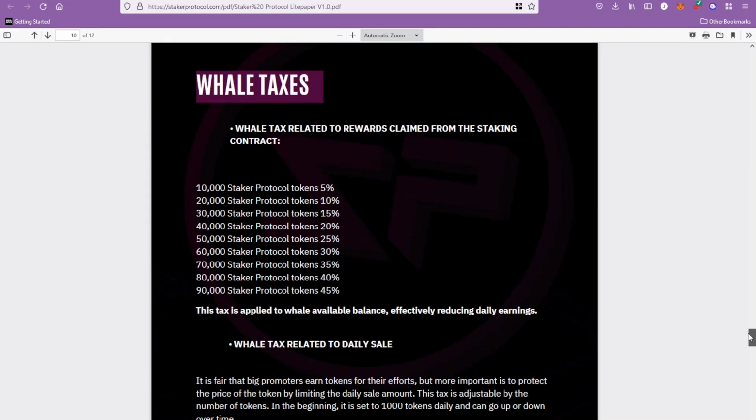So here we go, the whale taxes, that's what I was talking about before. Depending on how many Staker Protocol tokens you own, if you start holding more than 10,000, you're going to have an extra 5% tax added on, over 20,000, an extra 10% added on, and so on. Guys who want to be holding crazy amounts of Staker Protocol are going to be taxed a crazy amount for selling out.